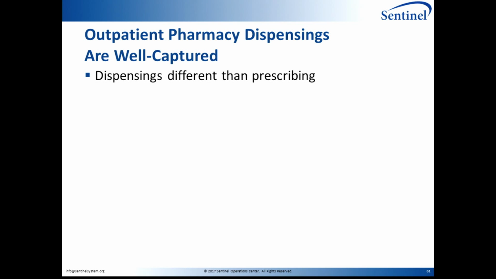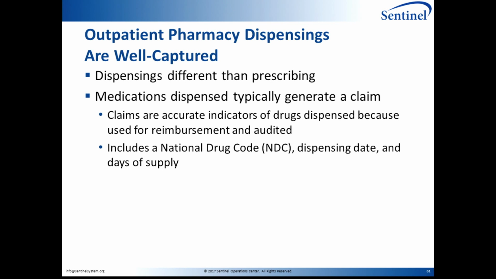If you can't tell, I'm a pharmacist, so I love the drug discussions. These claims are highly accurate, and it includes a national drug code. And that national drug code comes along with a dispensing date and a day supply. Even with electronic prescriptions, you might have something that's sent to the pharmacy and filled, and while it may be billed to the insurance company, if you don't pick that up in 14 days, it's going to be reversed back out, and that claim's going to come out of the Sentinel Common Data Model, although there are potential ways to get at those data.